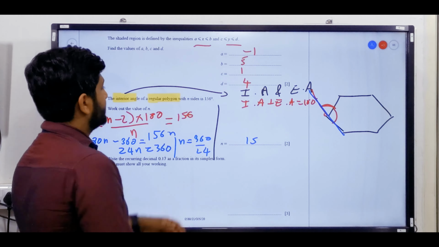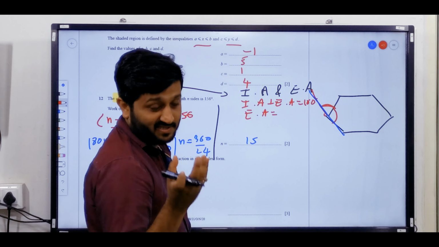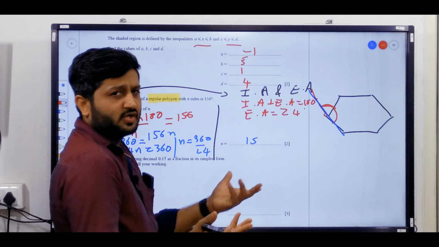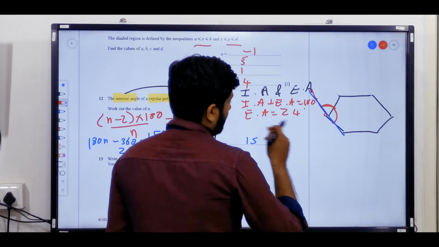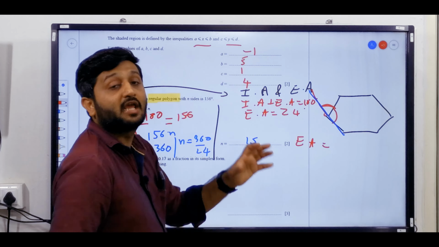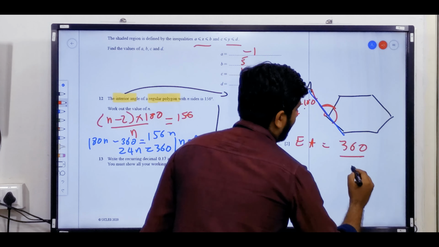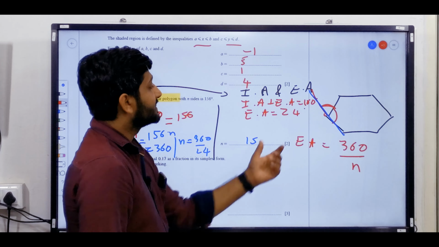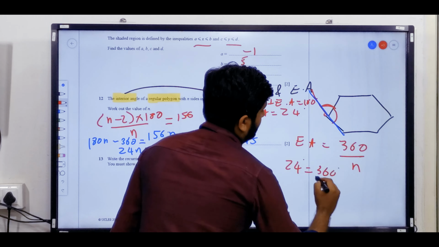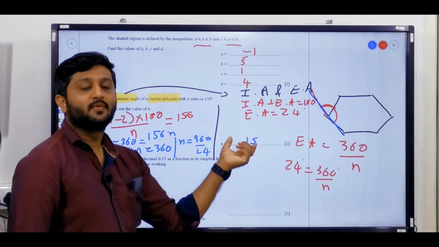I have my interior angle as 156, so I can find my exterior angle, which is 180 minus 156, which comes out to be 24 degrees. We also have the formula of exterior angle, right? Each exterior angle in a regular polygon is 360 divided by n. Now the exterior angle is 24 degrees, 360 degrees divided by n. Once again, n will be 360 upon 24, which is 15.